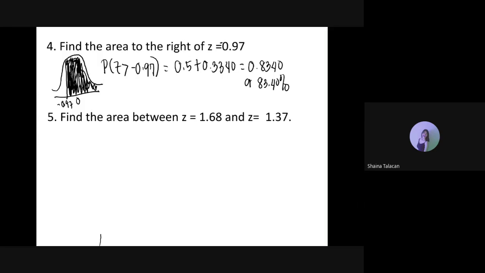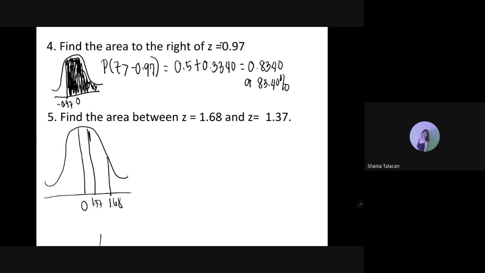Now the fifth one would be a bit different from the first, because we will be dealing with the area in between. So the area in between will look like this one. Find the area between 1.68 and 1.37. So this is 1.37 and this is 1.68. This will be the concern of our area.